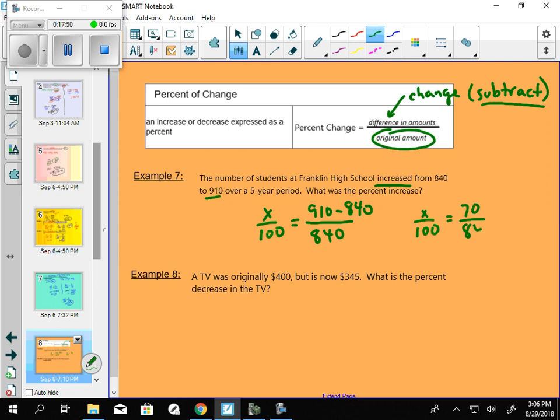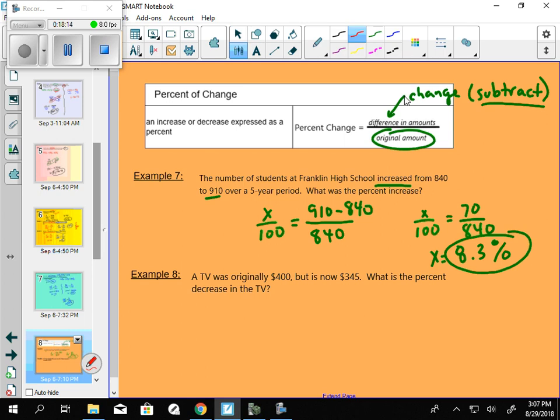So now cross multiply and divide, and you can get the answer. I've already gone through and done that. You're going to end up with about 8.3%. Why don't you pause the video now and try example 8, which is very similar. Okay, let's see what you got.